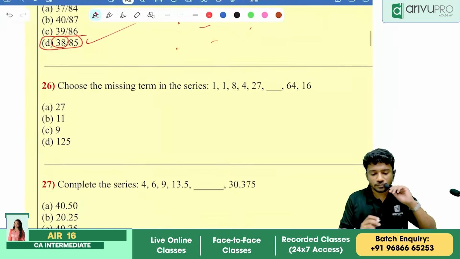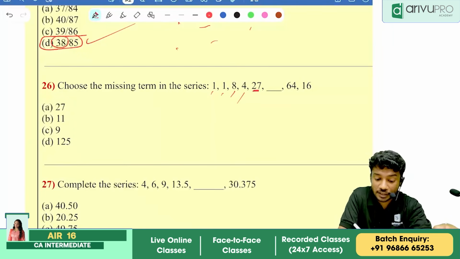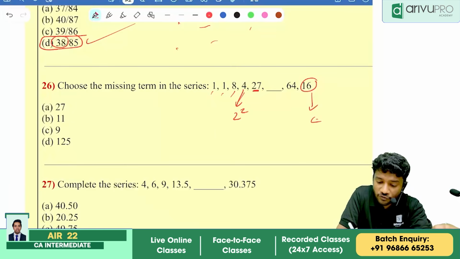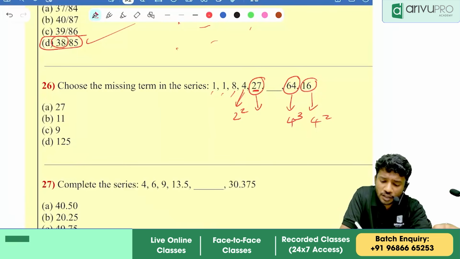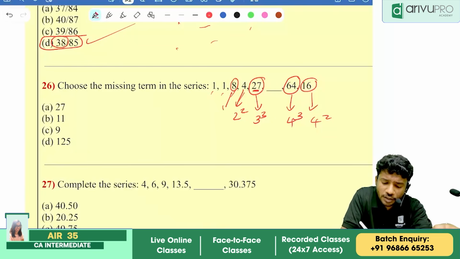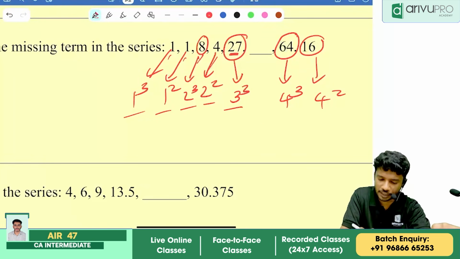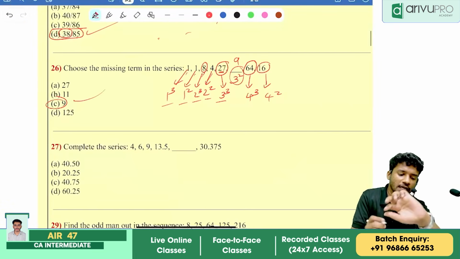Next question. 1 is there, 1 is there. 8 is there, 4 is there. 27. Then people, 4 means what? 2 square. 16 is what? 4 square. Now 64 is what? Can I write it as 4 cube? 27 is what? 3 cube. 8 is what? 2 cube. 1 is what? 1 square. 1 is what? 1 cube. So the pattern is what? 1 cube, 1 square. 2 cube, 2 square. 3 cube, 3 square. How much is 3 square? Answer is what? 9.